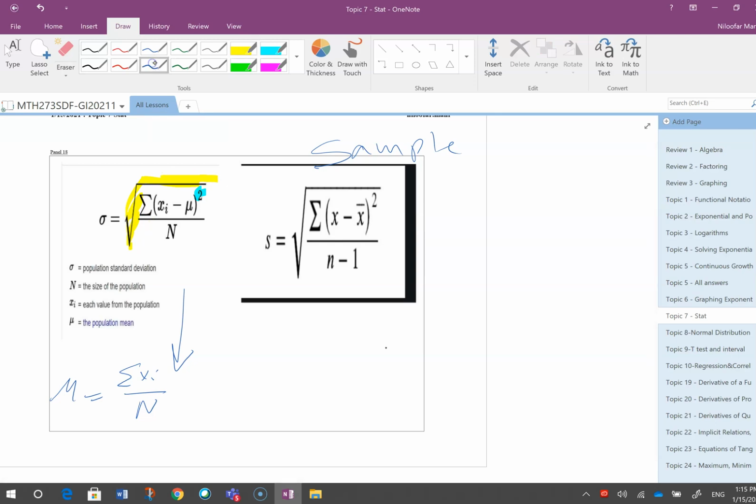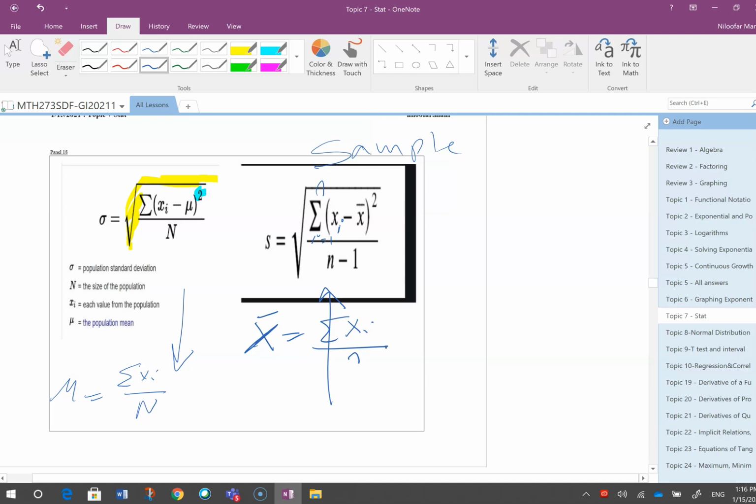We don't have access to the population, so we must use a sample. So I find xi, where i goes from 1 to n. I add them all and divide by n. So x bar is: you add all xi and divide by n.